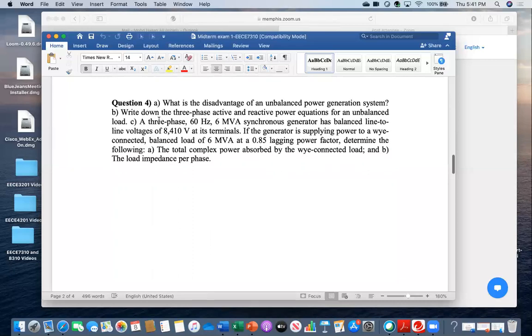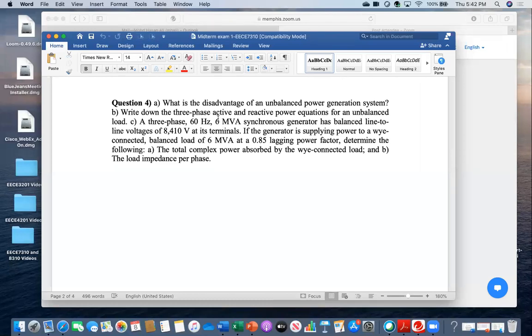Then this one, write down the three-phase active and reactive power equation for an unbalanced load. You see, it is not for balanced load, for unbalanced load. So the answer is not root 3 VL IL cos theta and root 3 VL IL sin theta. That is not the answer. Because it is unbalanced, you have to go phase by phase. All three phases you have to treat differently, 3 times.